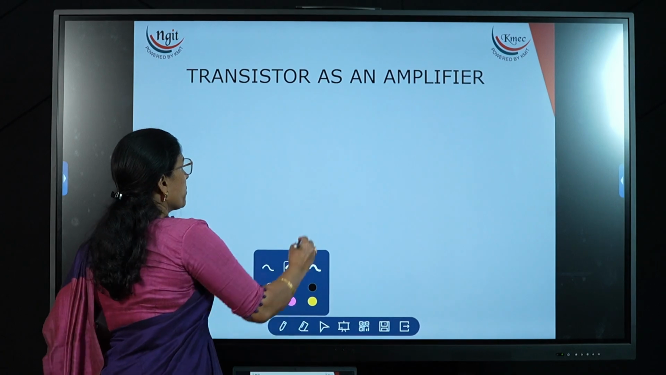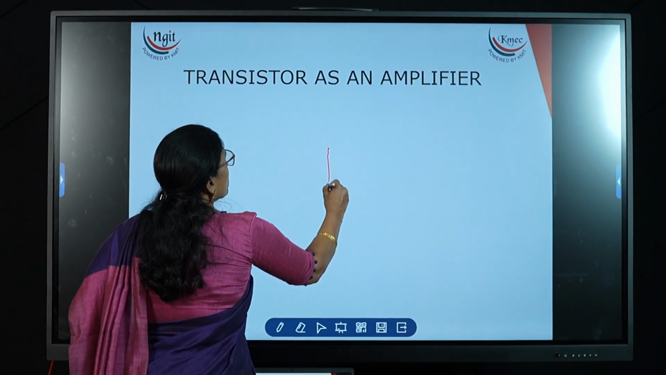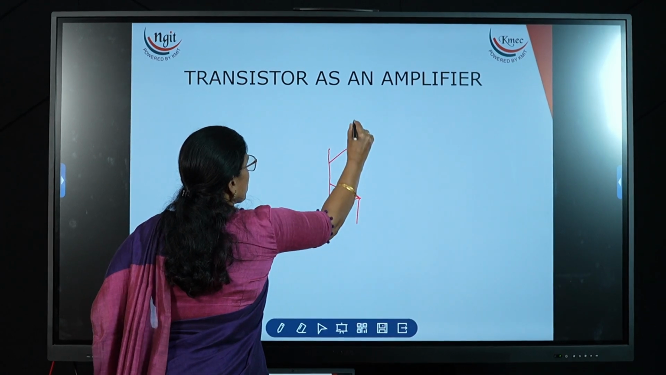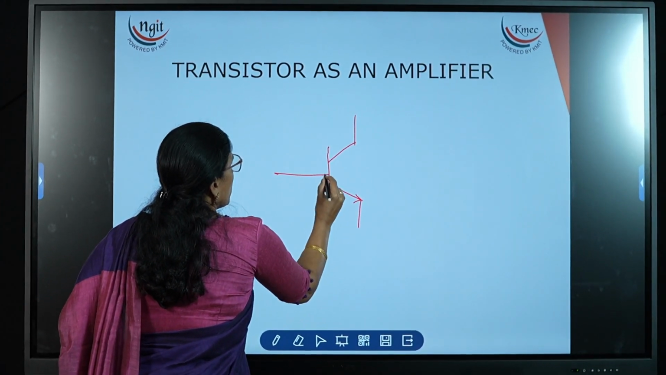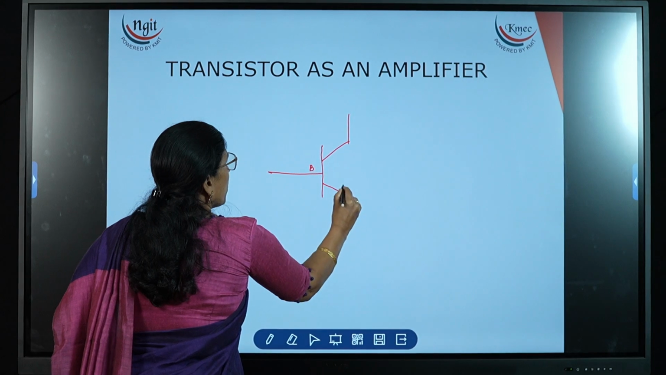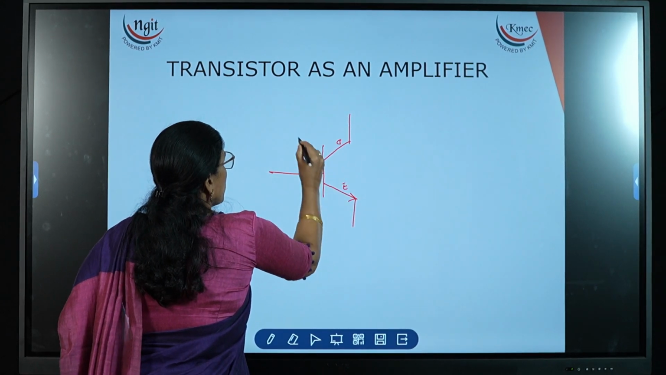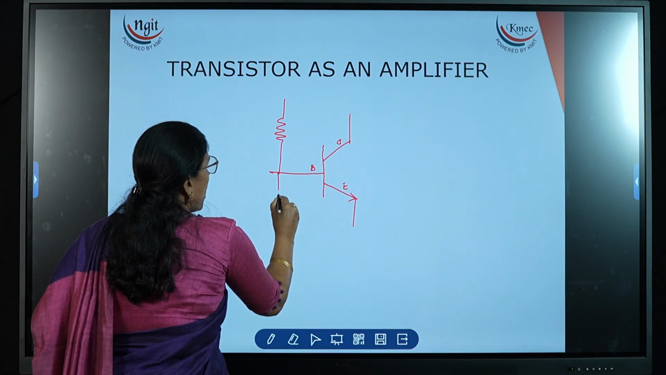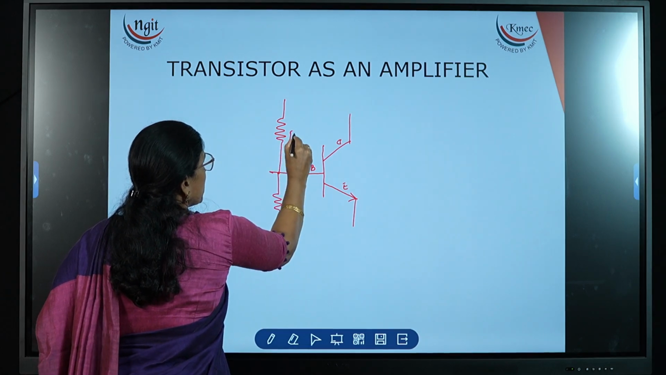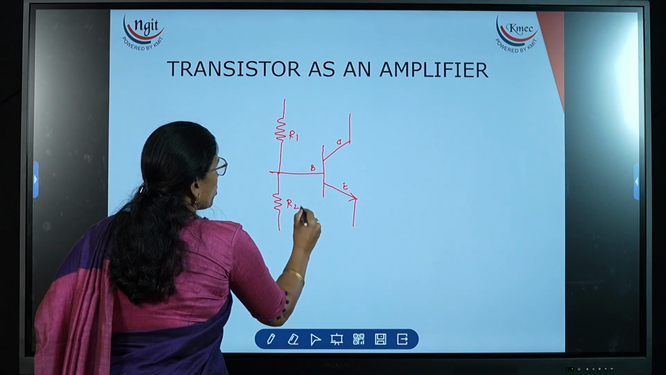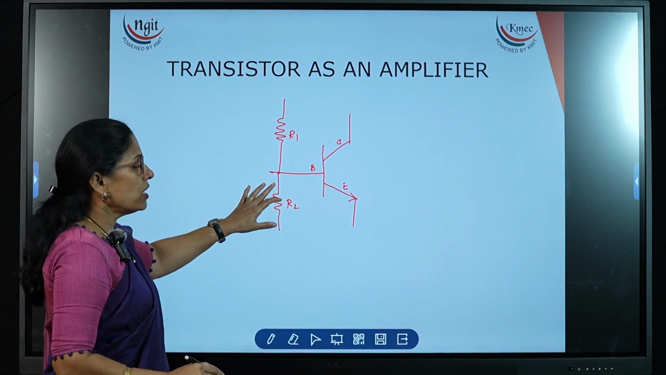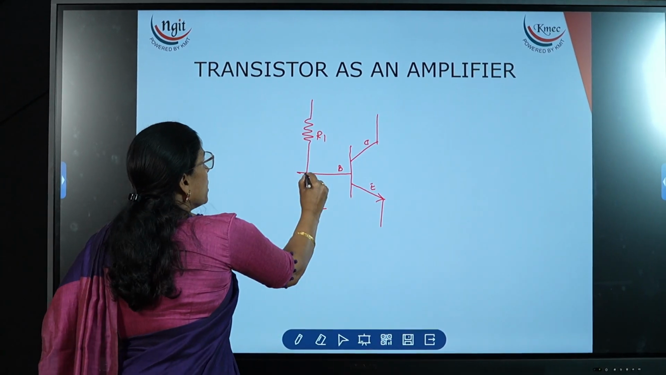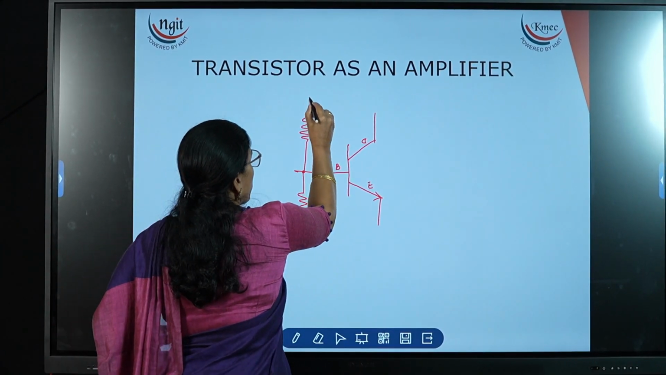Now let me explain. This is the NPN transistor: base, emitter, collector. For the base, I am applying the voltage divider by using the R1 and R2 resistors. This is R1 and this is R2. By using these two resistors, applying the biasing, this is called the voltage divider biasing.